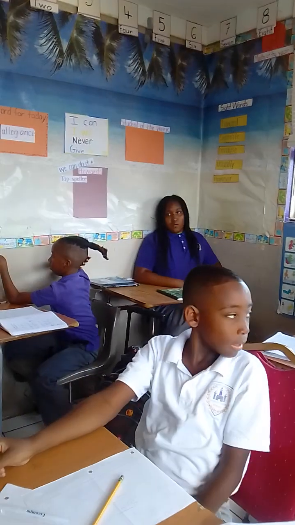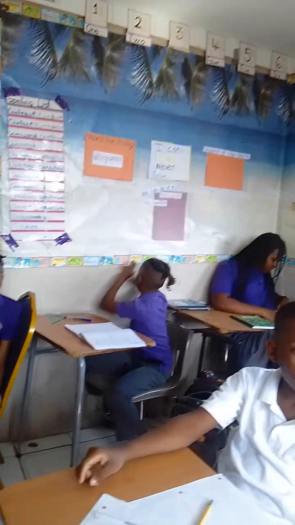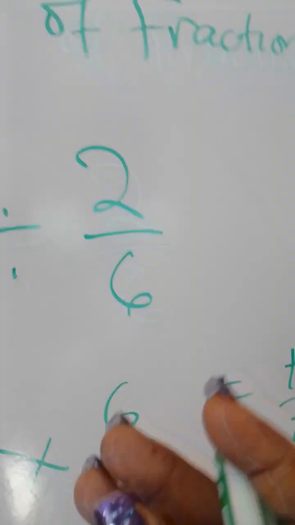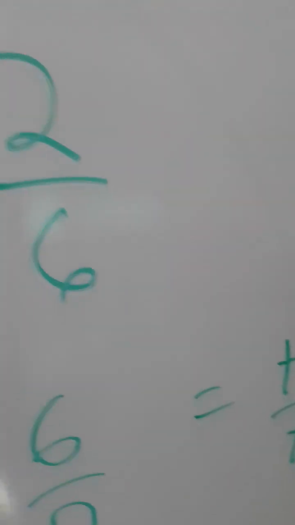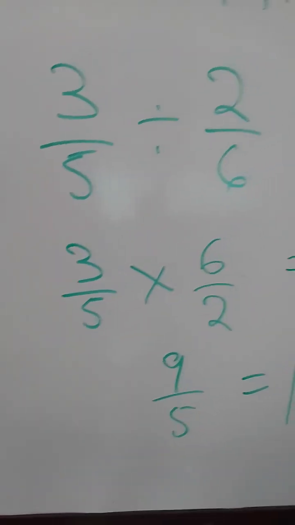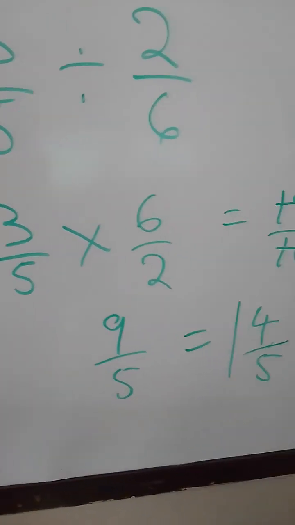And what happens when it's division? We are going to turn the division sign to multiplication, but which number are we going to turn upside down? The divisor. The second fraction or the divisor. We're going to turn the divisor or the second fraction upside down. So let's look at that again. 3 over 5, and we turn the division to multiplied by, and we turn 2 over 6 to 6 over 2. Thank you.